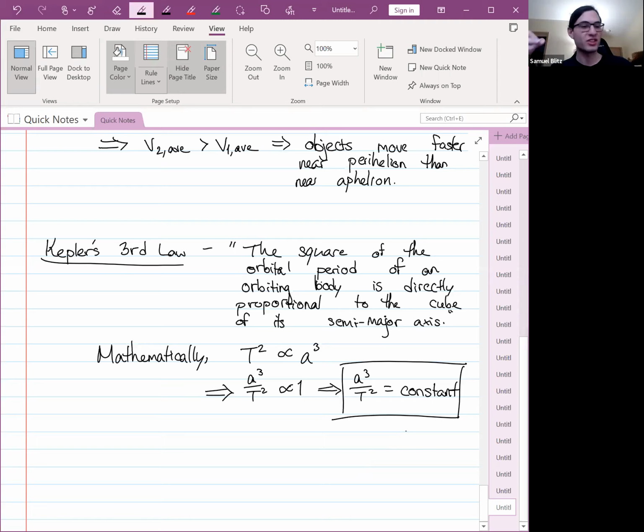And so just to say this, all of these laws in principle can be derived from Newton's universal law of gravitation. They just weren't, because Kepler's a badass.